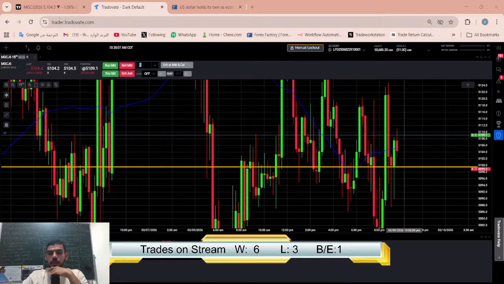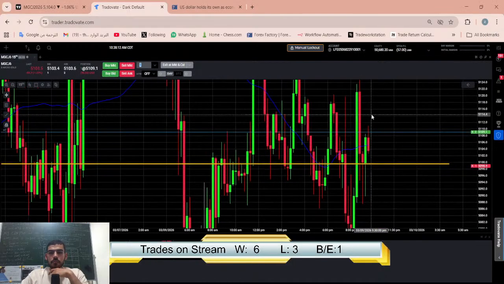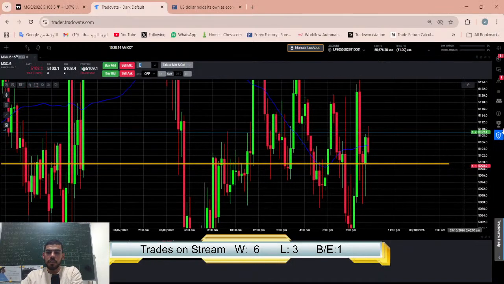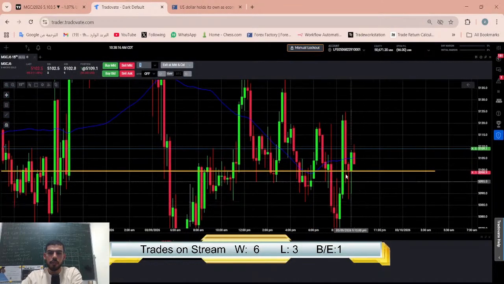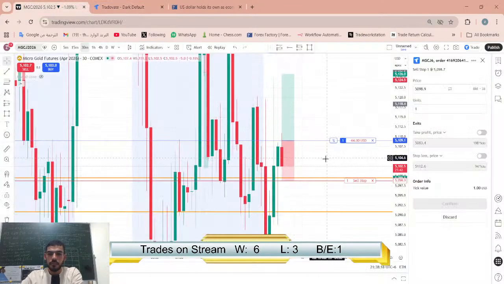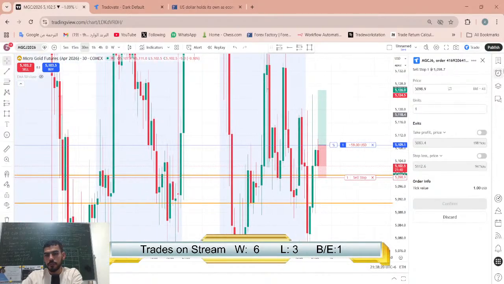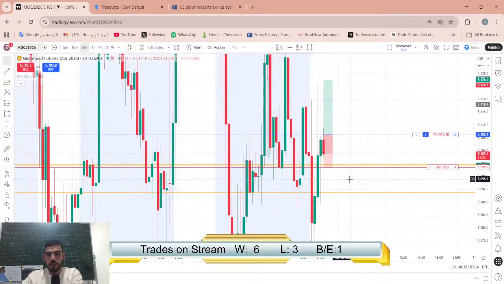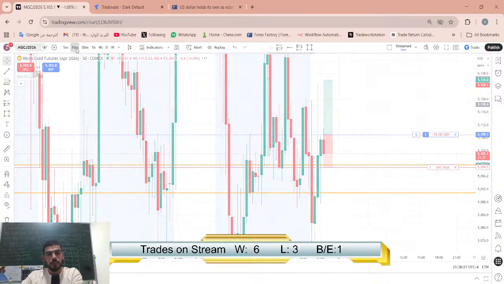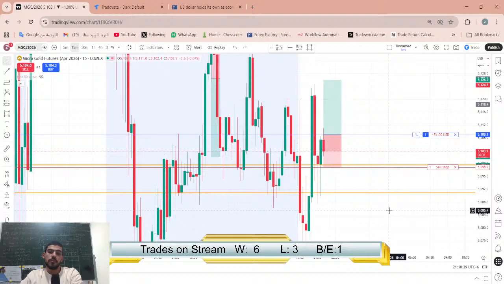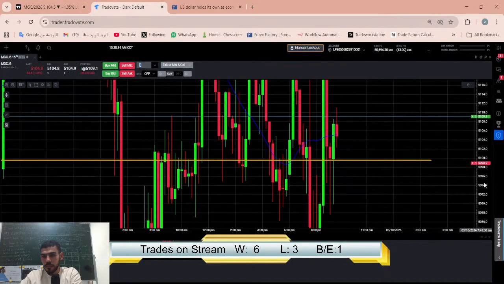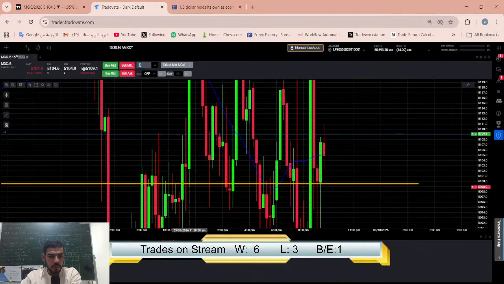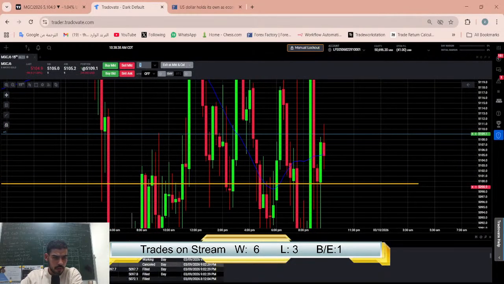So let's see, be careful guys, don't over risk with this setup because I think it's not the best. It's very choppy on gold. Very choppy ranges. Yep, I think there are two orders.